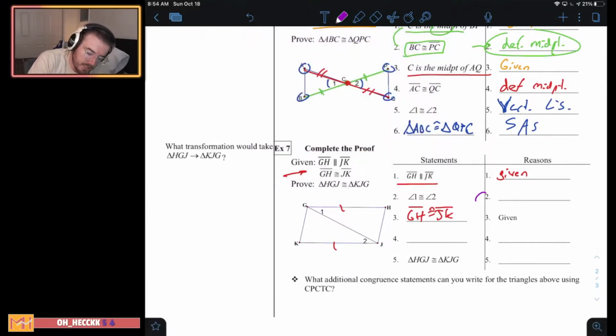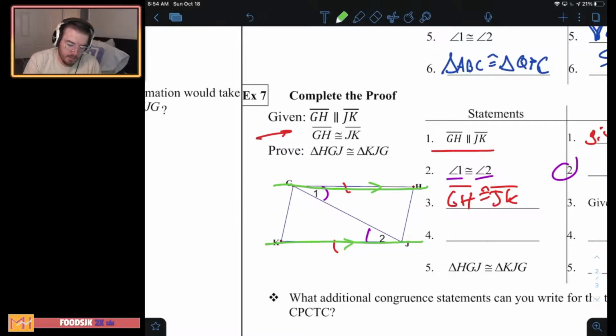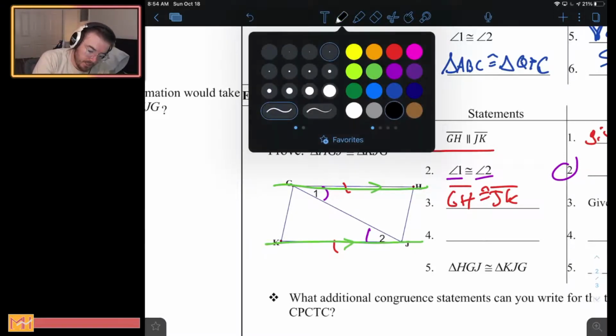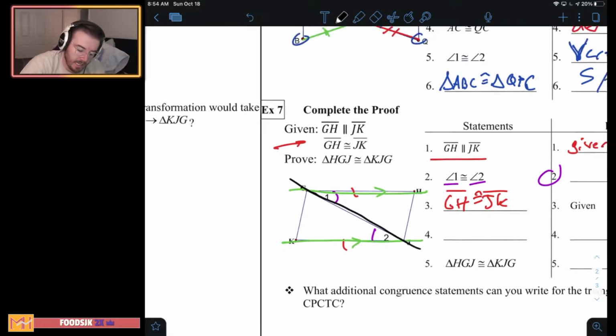Why? Because we need a reason here. Why are angles 1 and 2 the same? Well, what were we told? We were told that GH and JK are parallel. This looks like a transversal to me. What are 1 and 2? They are on opposite sides of the transversal. They are in between the parallel lines. They are alternate interior angles.